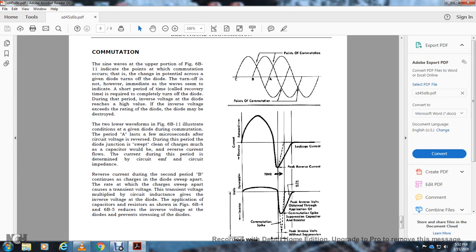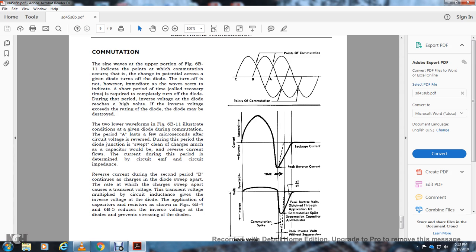The two lower waveforms of 6B11 illustrate the condition of a given diode during the commutation period, which lasts a few microseconds after the circuit voltage is reversed. During this period the diode junction is swept clean of charge, much like a capacitor, and reverse current flows. The current during this period is determined by the circuit EMF, electromotive force, and the circuit impedance.